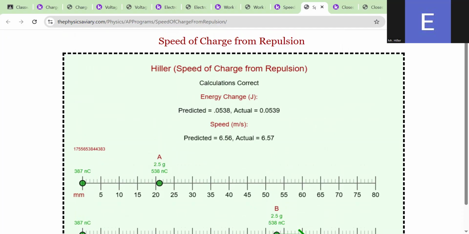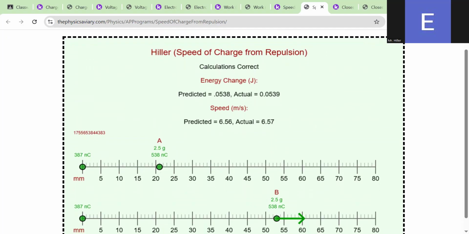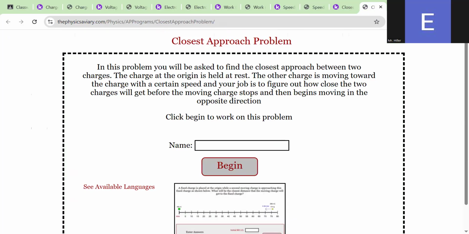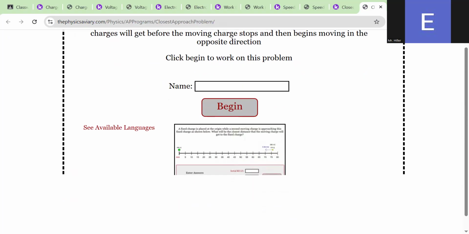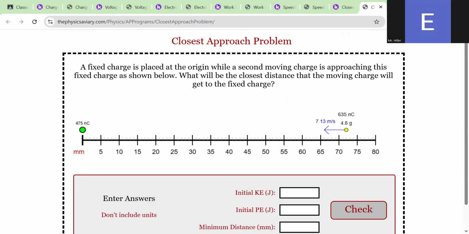Again, hopefully you were able to get question number 5 correct yourself. If you did not, please try it again. If you did, let's move on to our final question. Put your name in, let's begin.